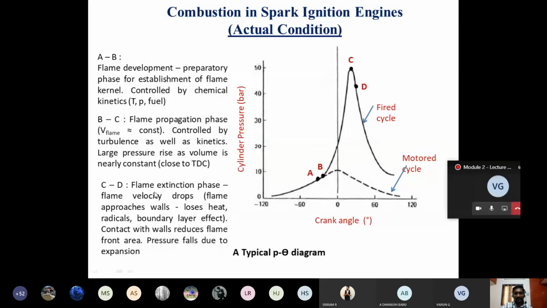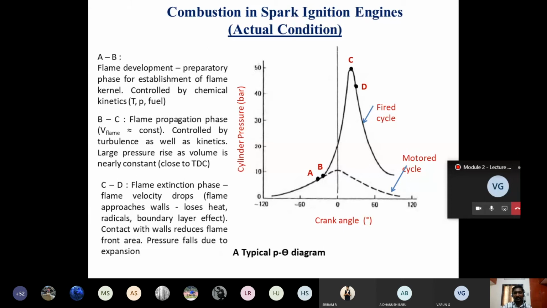Okay. Once it reaches the walls, it loses the heat, and the flame gets extinguished, and the pressure falls suddenly. And because the piston has crossed the TDC, whatever combustion is going to take place is not going to be useful, right? As soon as the piston moves away from the TDC.